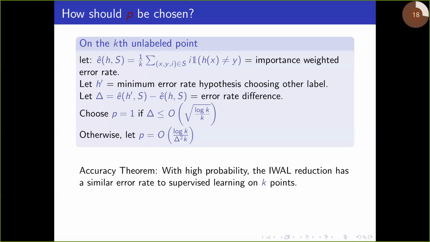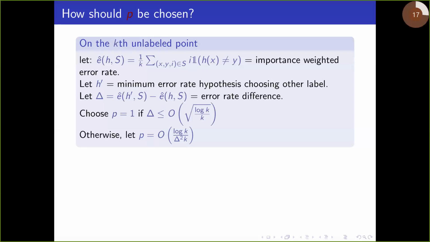What is K, sorry? K is the number of samples. Maybe I should have used T here, but it's K. So when delta is substantially larger than 1 over root k, you end up not querying.